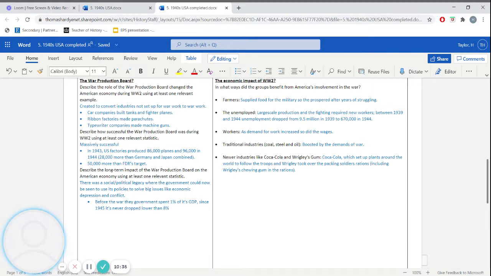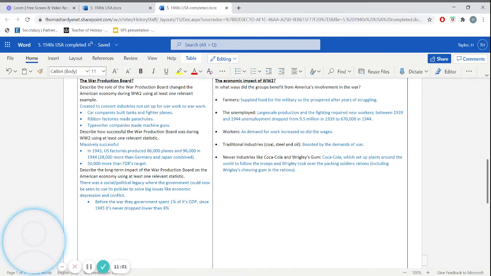So car companies who previously built cars were converted to build tanks and fighter planes. Ribbon factories made parachutes for parachute units. And typewriter companies made machine guns. So we've got these domestic goods, and the equipment they had set up for making them was converted so it could make materials of war.